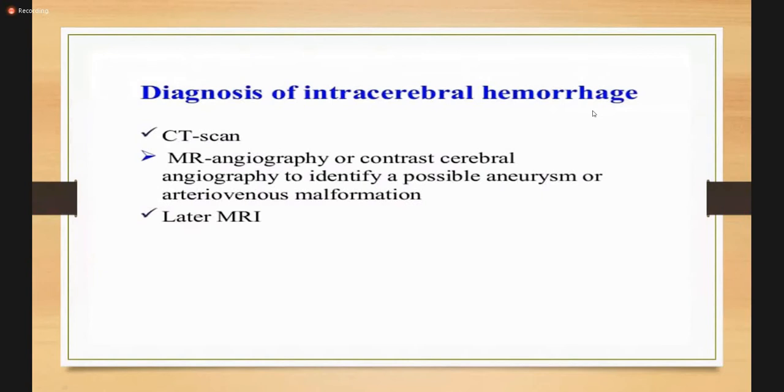How to diagnose intracerebral hemorrhage? We can go for the CT scan. In every case of stroke, remember you have to go for the CT scan to rule out intracerebral hemorrhage. If it is intracerebral hemorrhage, then you go ahead without wasting time, with no need of the MRI, and you manage and treat the patient: acute management and hypertension management or whatever the reason is. Later you can go for the MRI.